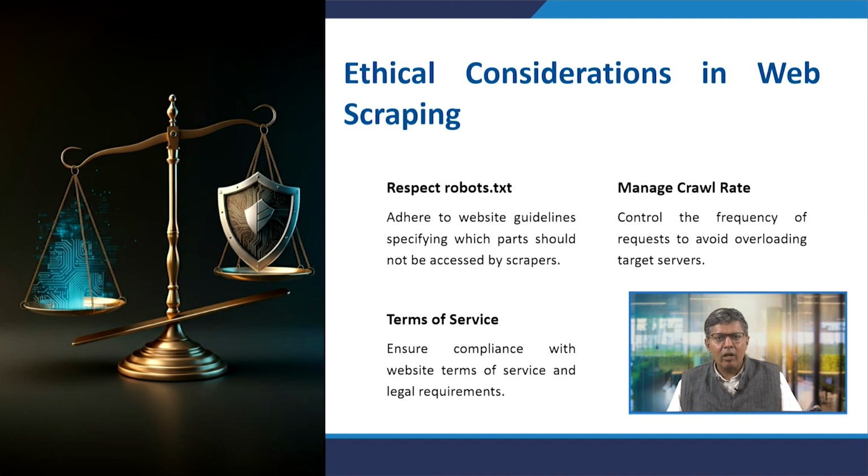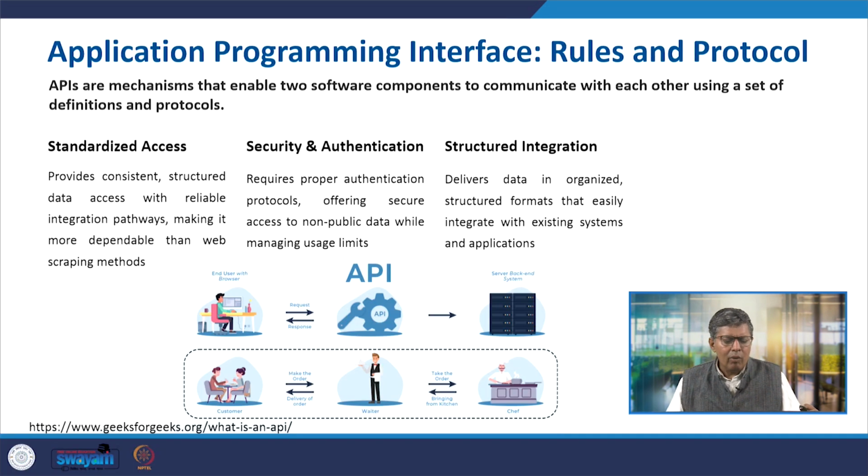Then manage the crawl rate. Control the frequency of requests to avoid overloading the target servers, right. It is not good. And also, please ensure you comply with the website's terms and conditions, right, because there are some legal requirements which we should not be violating. So, there are some ethical issues which you should always look at when you are trying to collect data from the web. Now, what is an API, or application programming interface, and what are the rules and protocols?